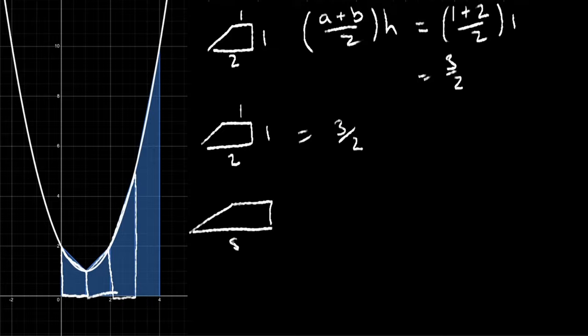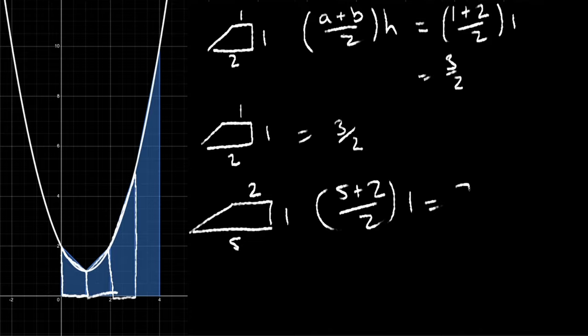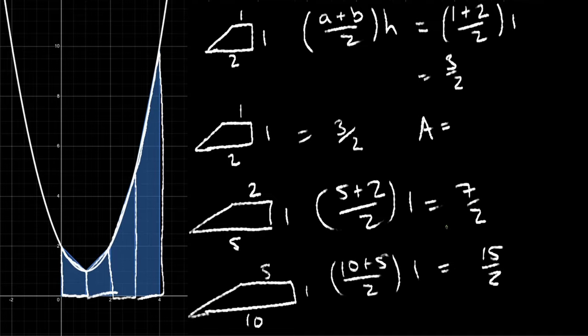The third trapezium is a bit different. It's got a base of 5, the top is 2, and the height is 1. So we're going to have (5 plus 2) over 2 times 1, which is 7 over 2. And finally, the last trapezium is (10 plus 5) over 2 times 1, which is 15 over 2.